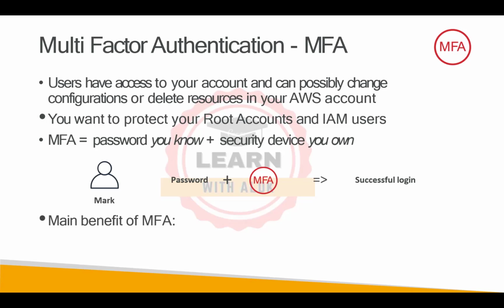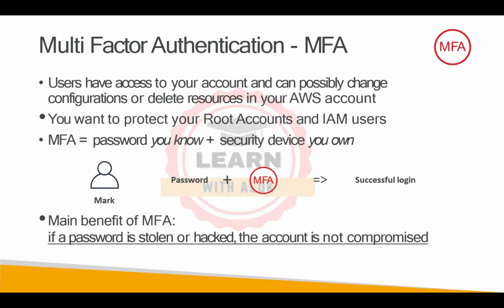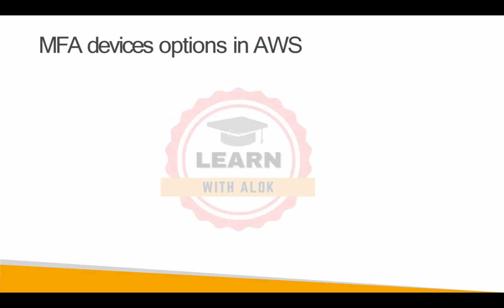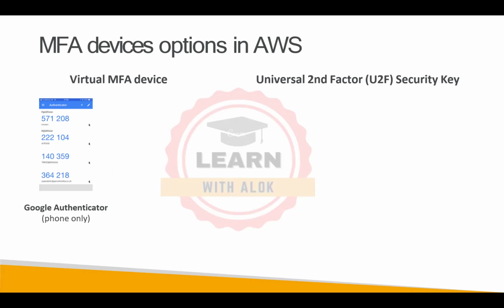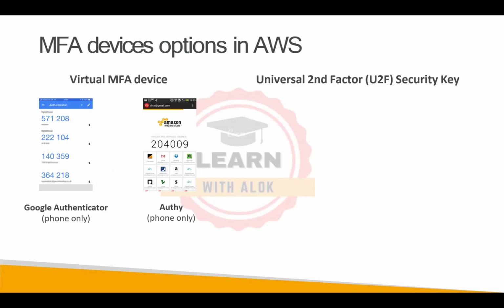Main benefits of MFA: if a password is stolen or hacked, the account is not compromised, which we already discussed. MFA device options in AWS. There are different device options in AWS. We can use a virtual MFA device or we can use a universal second factor security key. Let's see virtual MFA devices like Google Authenticator, Authy. It's software which is linked to your account and it provides a 6-digit code which you need to enter after entering your password so that the login gets authenticated.